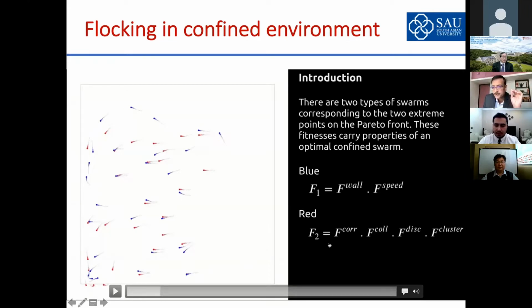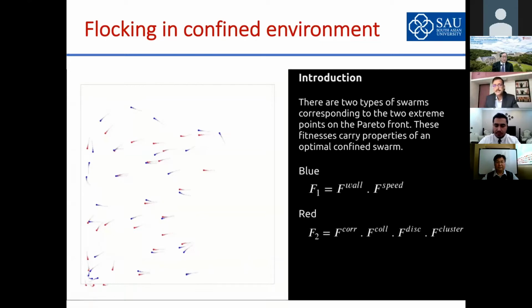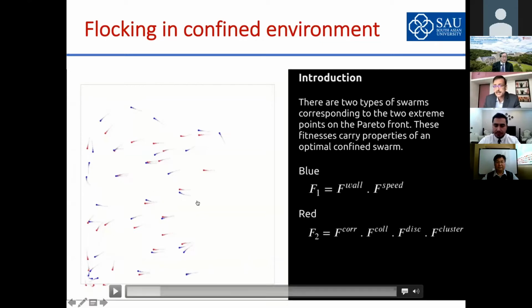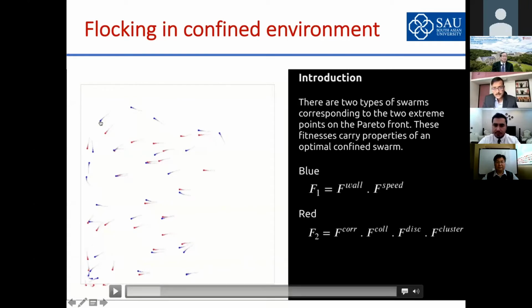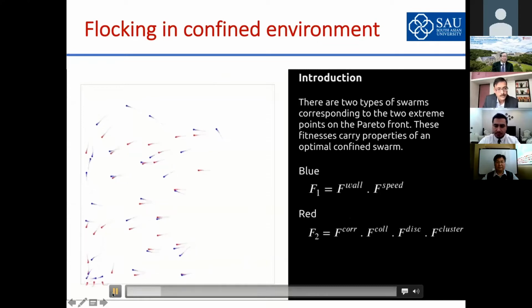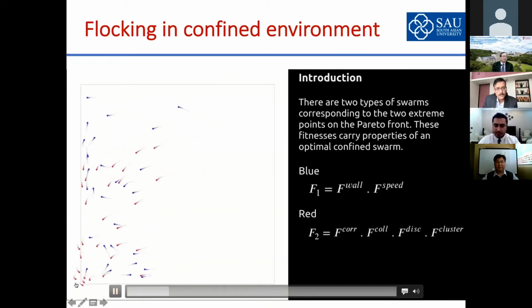In this simulation, we have taken 2 extreme points in the Pareto front and simulated those. So you can see that these reds are not respecting the walls. For them, the wall is not important, right? For blue, the wall is important. If you see the flocking, the reds are crossing the boundaries, these GPS walls, but the blues are not crossing the boundaries.